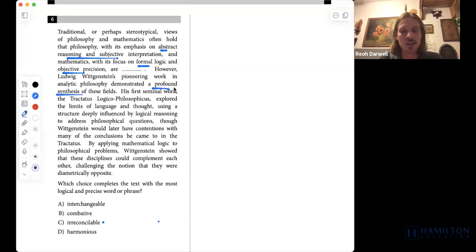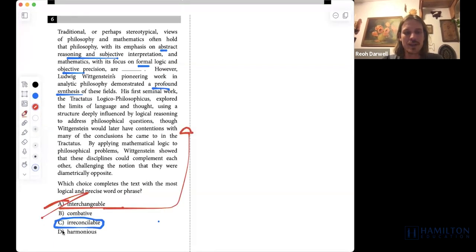Well, we would want to say something along the lines of that they are incompatible. We don't have the answer choice incompatible, but we have a very close synonym, irreconcilable. When something is irreconcilable, it means we cannot bring them together. Now, interchangeable, definitely not the case here, right? Interchangeable is kind of an opposite distractor with this. And harmonious is what's described here, but not up here, right? We want the opposite of harmonious.